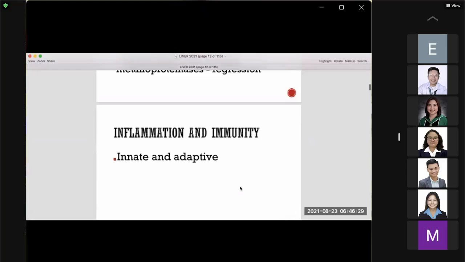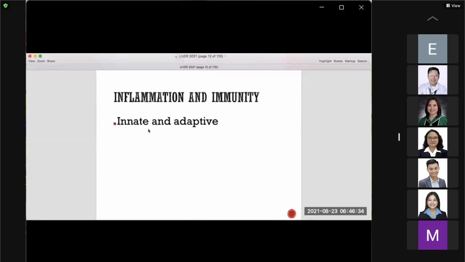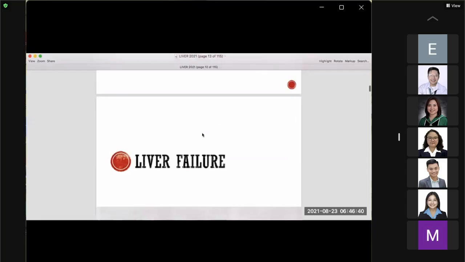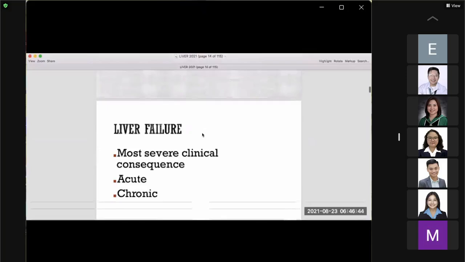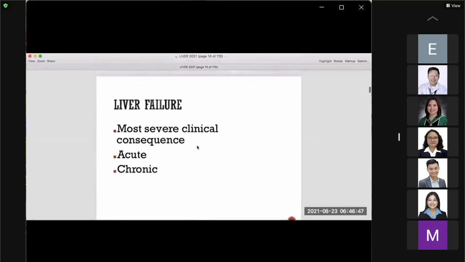Okay, with regards to inflammation and immunity, there is involvement of both the innate and the adaptive immunity in liver pathology. Okay, let's look specifically at liver failure. This is the most severe clinical consequence, of course. It can be an acute liver failure, and we will discuss that, as well as chronic liver failure.